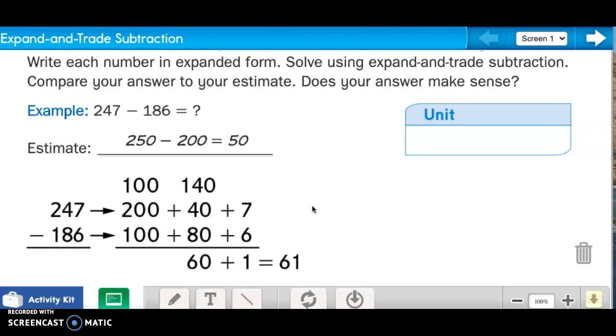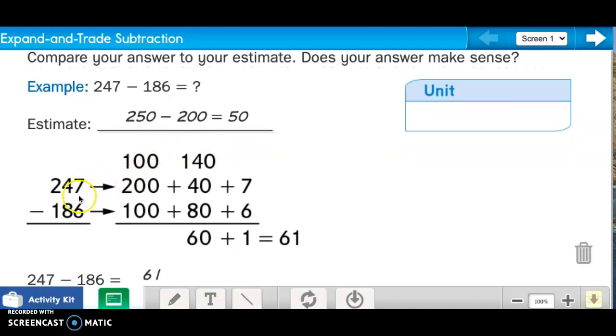So the first thing we looked at on this page, you will see that they want you to estimate. Here is the example. They've already done it for you. Estimate is rounding. Rounding and estimate is the same thing. So they estimated 247. They made it easier. An easier number is 250. 186, they made 200. And then they said it's 50. That's what they estimated.